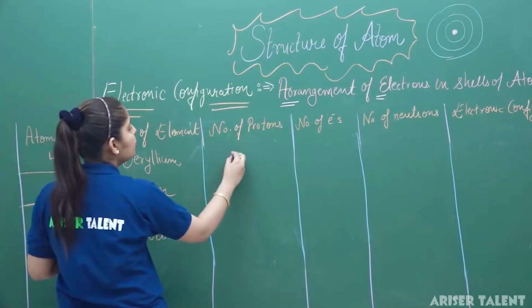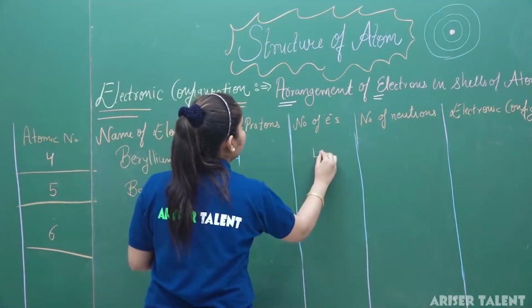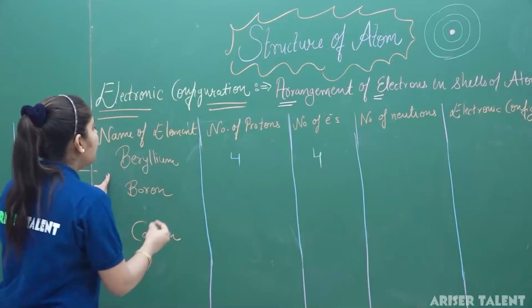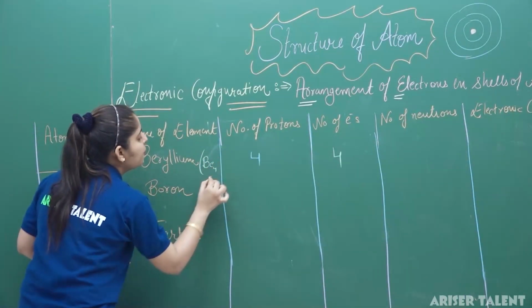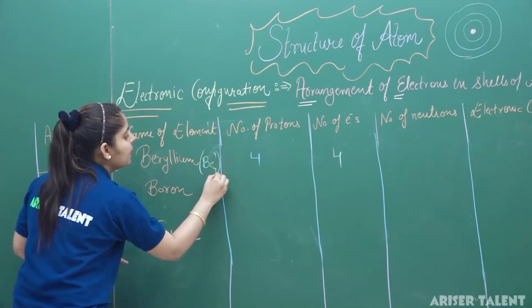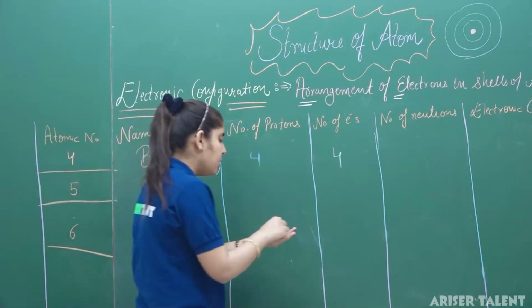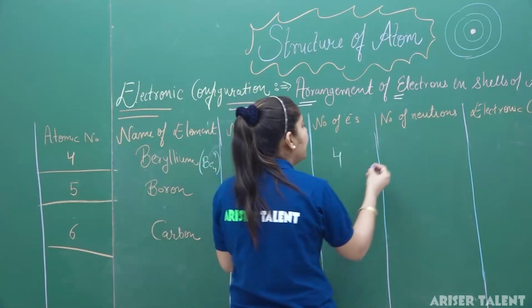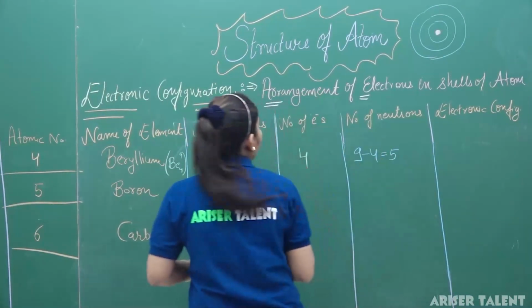So, number of protons will be 4. Number of electrons will be 4. It can be represented by the symbol Be, 4 and 9. It means atomic number 4 and atomic mass 9. So, number of neutrons will be calculated as 9 minus 4, that is equal to 5.